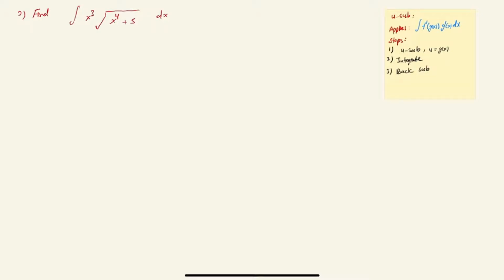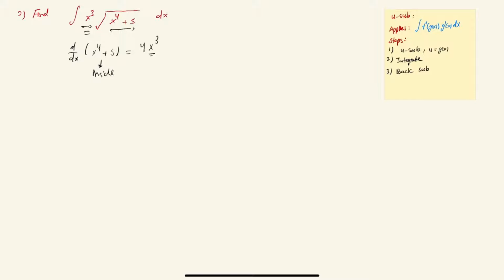Now, find the integral of x cubed multiplied by the square root of x to the 4 plus 5 dx. So here first I'm gonna check if u substitution applies. I'm gonna look at this function, find a term and then try to find the derivative of that term in the same function. Notice in here, when I'm taking the derivative of x to the 4 plus 5, it's gonna be equal to 4x cubed. Notice here x cubed is in the function.